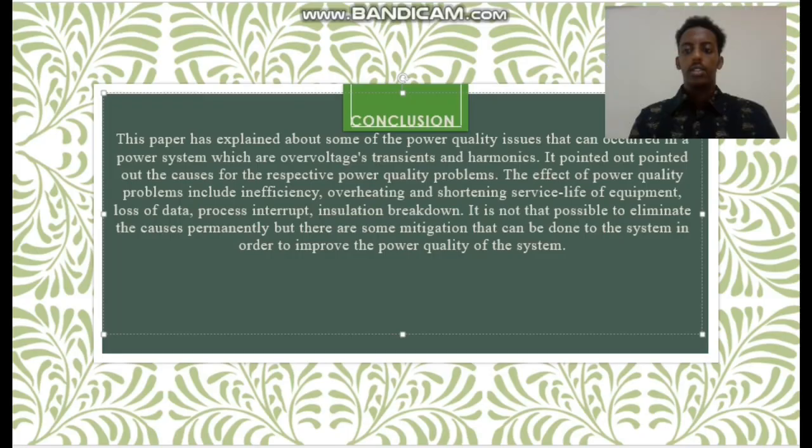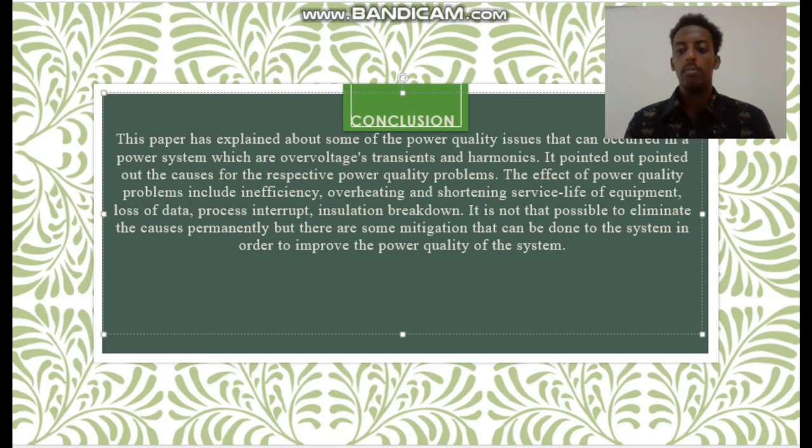Thank you. In conclusion, this paper has explained some of the power quality issues that can affect the power system, which are voltage transient and harmonics. It points out the causes of their respective power quality problems, and the effects of power quality problems: reduced cooling efficiency, overheating, shortened shelf life of equipment, loss of data, process interruption, and insulation breakdown.